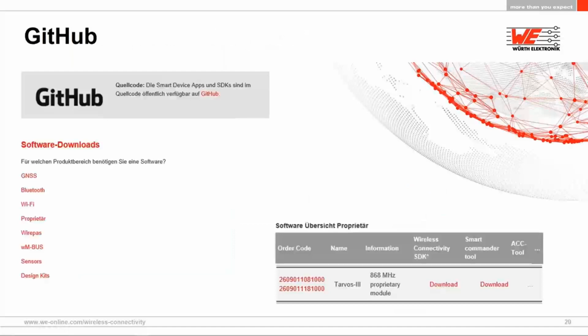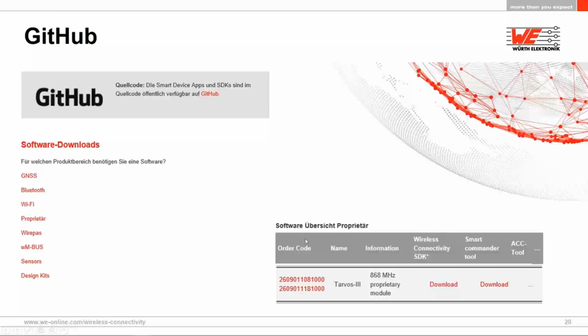Yeah, there's one more little interesting thing I'd like to point out. GitHub, you can find all sorts of code there. Now, if you click on this little GitHub link here, you'll get to GitHub and find lots of suitable, useful information. Also on software downloads on our homepage, there are code snippets and examples for all sorts of modules and sensors, as you can see here.